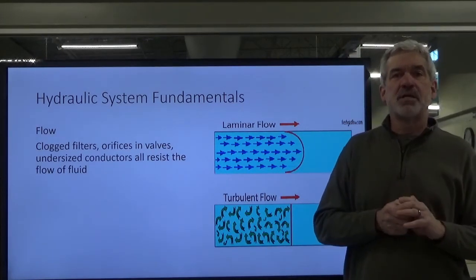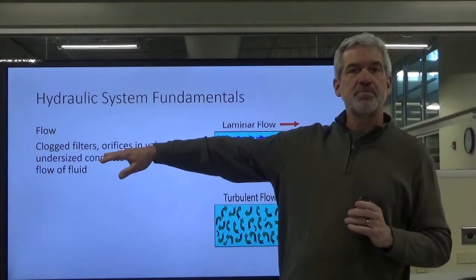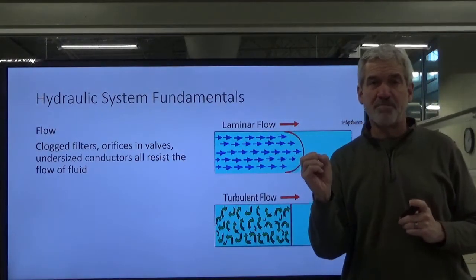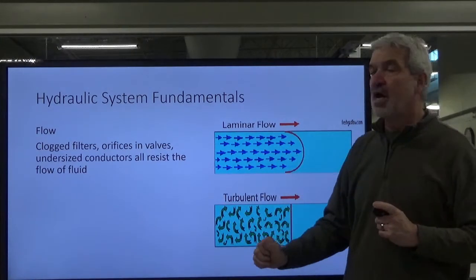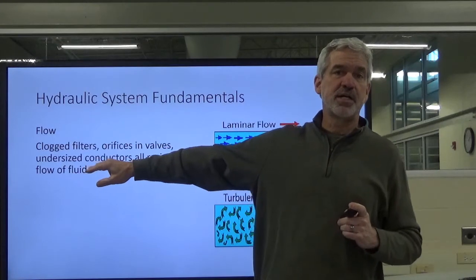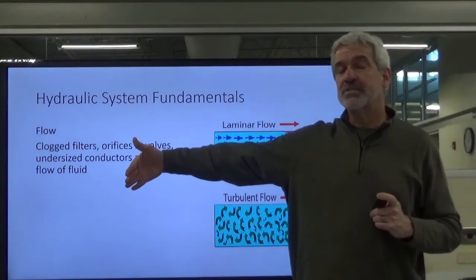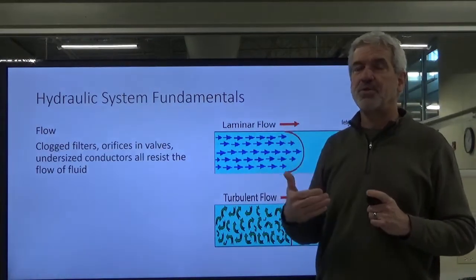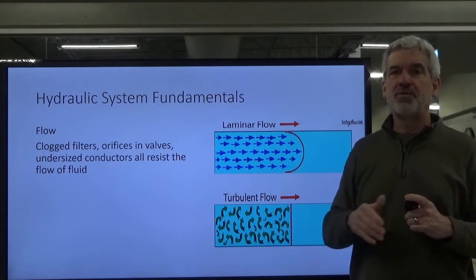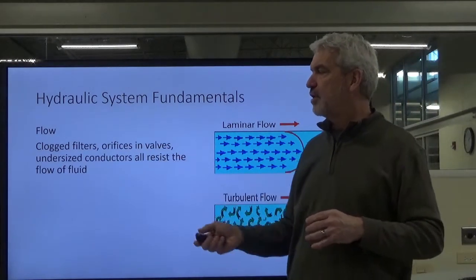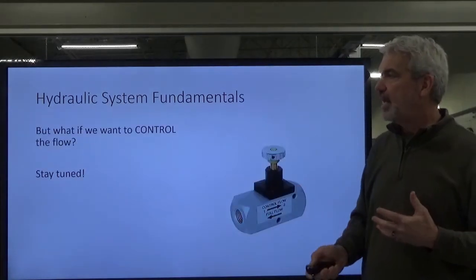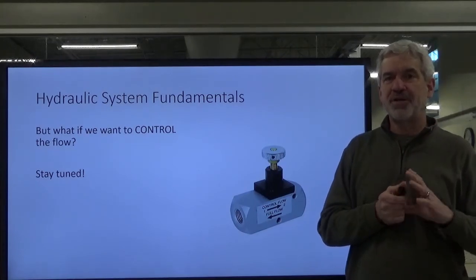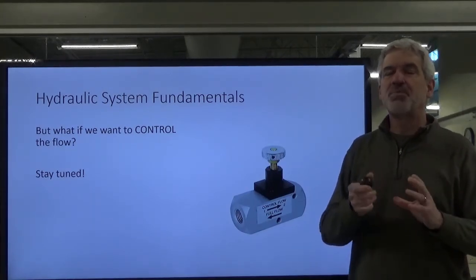Something else that impacts the flow is clogged filters. We have some devices that you're going to work with in the lab that have orifices or very, very small passages for the oil to travel through. Undersized or improperly sized conductors, if you're using the wrong type of hose or wrong size of hose, can really impact the amount of flow that you get, and you don't really want to create any drop in flow as a result of your conductor. So all of these things resist flow. But there is a time that we want to be able to resist some of that flow. What if we want to control the flow? That's what we're going to talk about next.